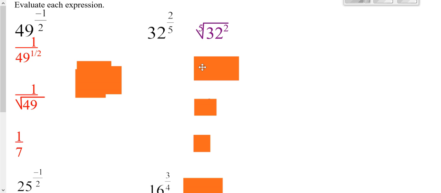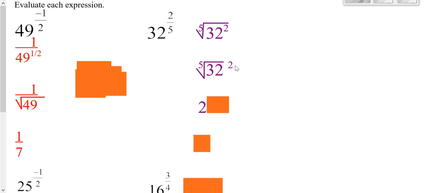Now, you could square the 32 and then take your 5th root, or you could take the 5th root of 32 and then square that answer. I'm going to choose the second approach because I know the 5th root of 32 is just 2. I still have to do that squaring. And so by doing it this way, I'm dealing with numbers I can easily do in my head. Because if I had to do it the first way of 32 squared, I don't know what 32 squared is off the top of my head.